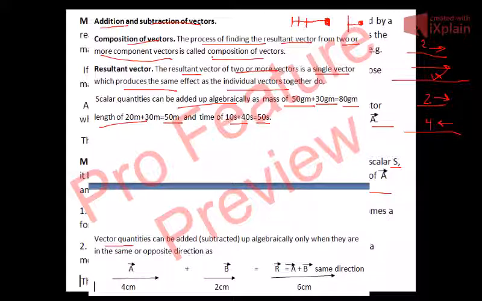Vector quantities can be added, subtracted algebraically only when they are in the same or opposite direction. If they are in the same or opposite direction, we can add or subtract them, but if they are in different directions, then they cannot be added algebraically. For example, we have two vectors A and B having magnitudes of 4 centimeter and 2 centimeter. So they are in the same direction, we can add them algebraically. That is, the magnitude of the resultant will be A plus B, that is 4 plus 2 centimeter, that is 6 centimeter, because they are in the same direction.